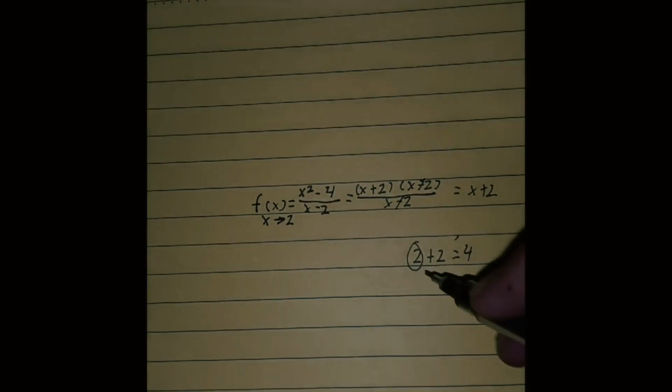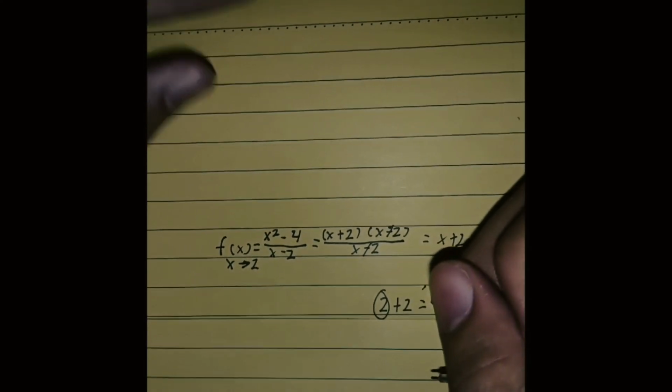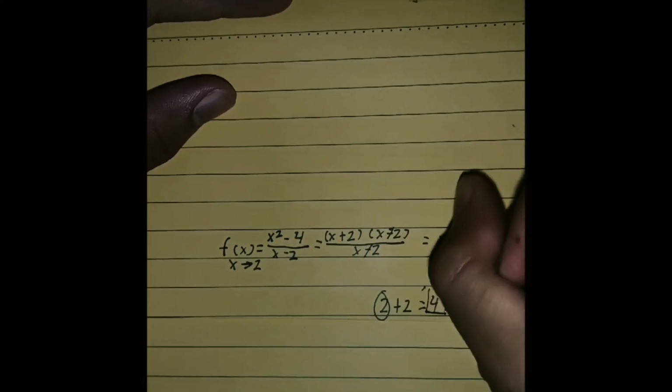So where did I get this? Well, x is 2, so I put 2 here. So the answer is 4. So the limit is 4. But just like before, the original function is still undefined at the point x equals 2. This means we have a removable discontinuity.